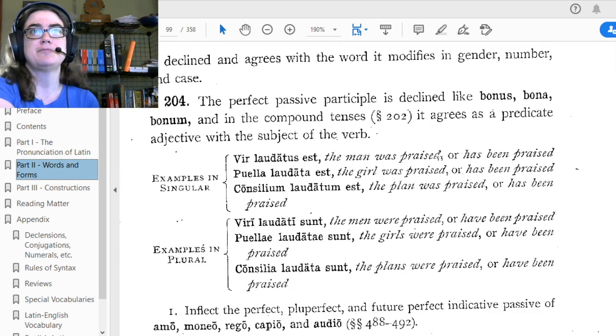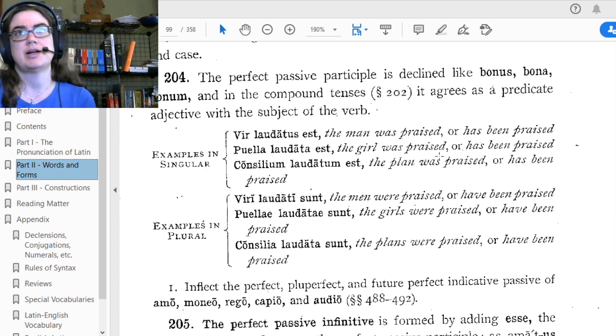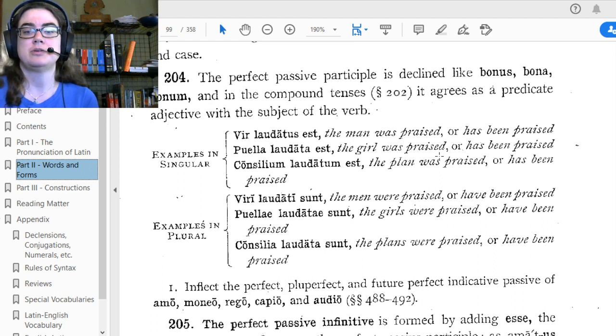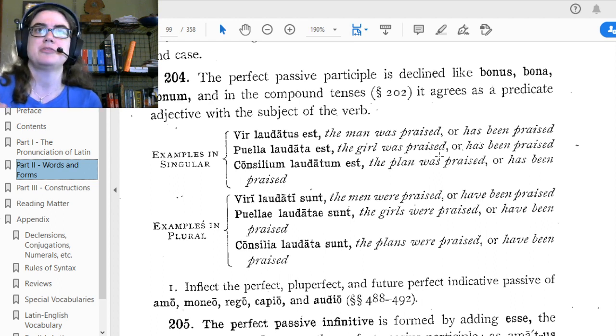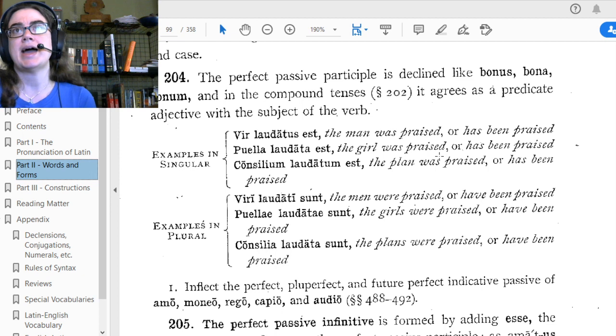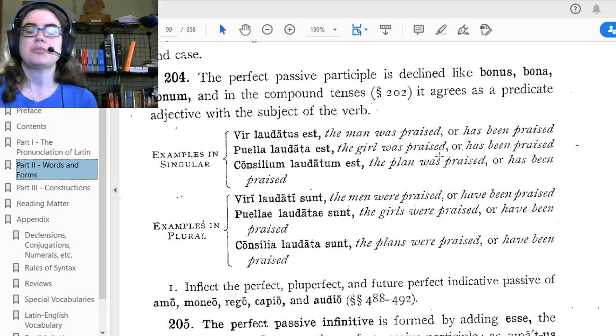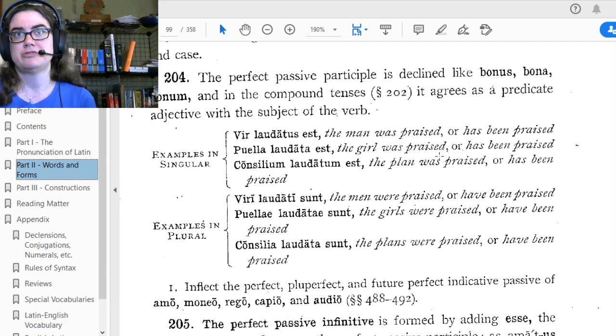So the perfect passive participle is declined like bonus, a, um, and in the compound tenses, that being the perfect passive, pluperfect passive, future perfect passive, it agrees as a predicate adjective with the subject of the verb. That's another important thing to remember. When you're using these compound verbs, you do have to change the adjective.